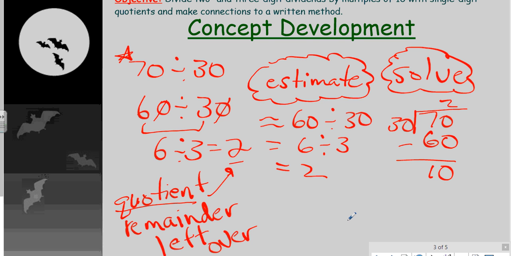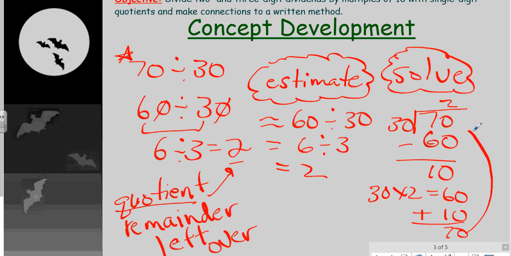And so basically, I can't make another group of 30 here. That's a problem. So, did we make a mistake? Well, no, wait a second. Well, I see what happened here. So if we took 30 times 2, that would be equal to 60, plus the 10 brings us to the 70. So that remainder, we weren't able to make another group of 30. So now we did this whole part by checking our work. Seems pretty easy. Cool. Let's go on to the next page.